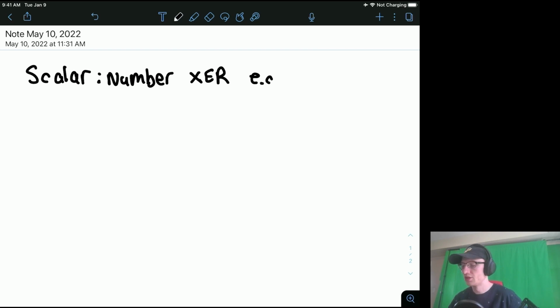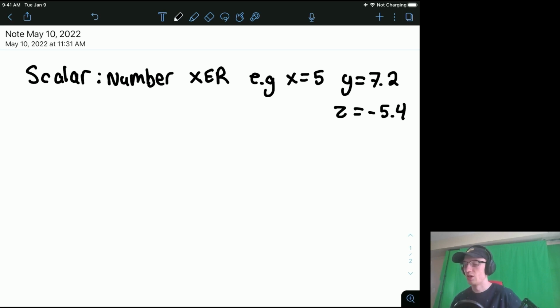So examples, well, we could have x equals 5. We could have, also y is equal to 7.2 or z equals negative 5.4. Those are all possible examples. They're all real numbers, which just means they range from negative infinity to infinity. And you can have decimal numbers like this 5.4. You can have negatives. They are just numbers.